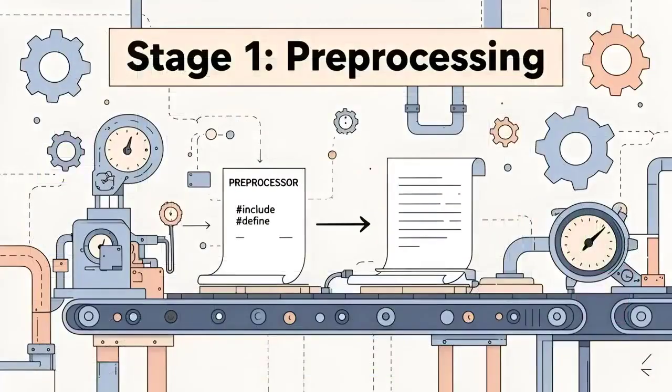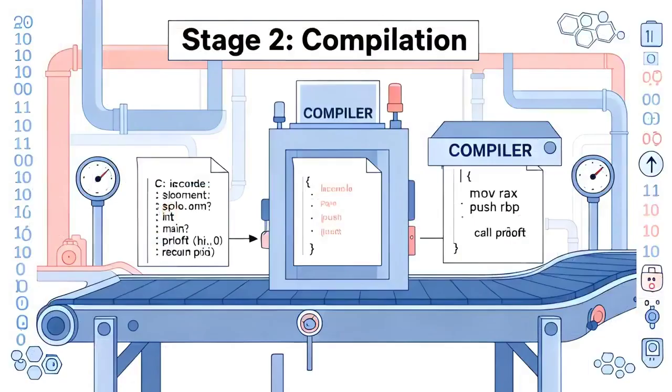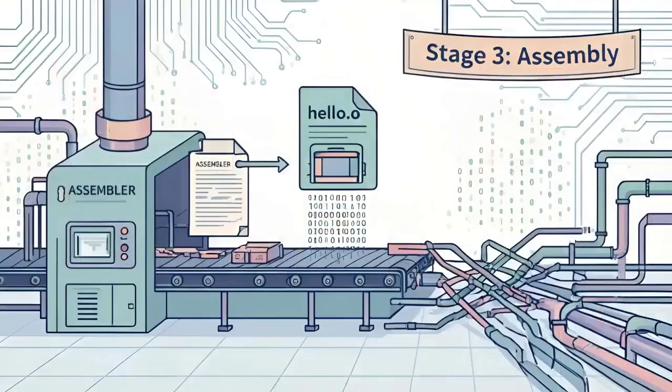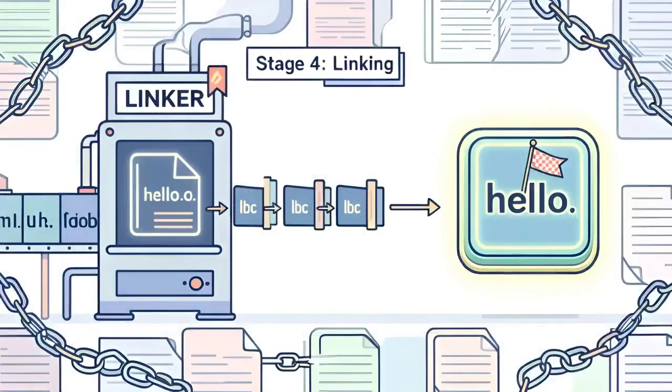Running gcc hello.c -o hello triggers a 4-stage pipeline. Next, the compiler translates that pure C into assembly language. The assembler then converts those mnemonics into raw binary opcodes, producing an object file, machine code the CPU can understand but not yet a complete runnable program. Finally, the linker merges the object file with external libraries, like the C standard library providing printf.